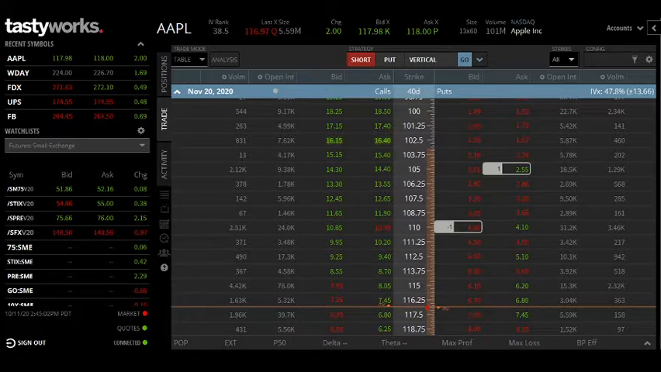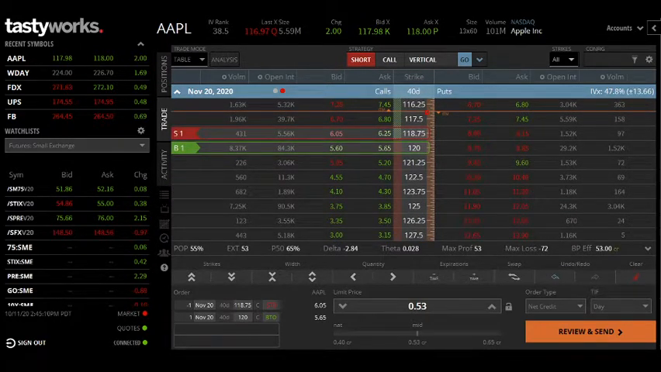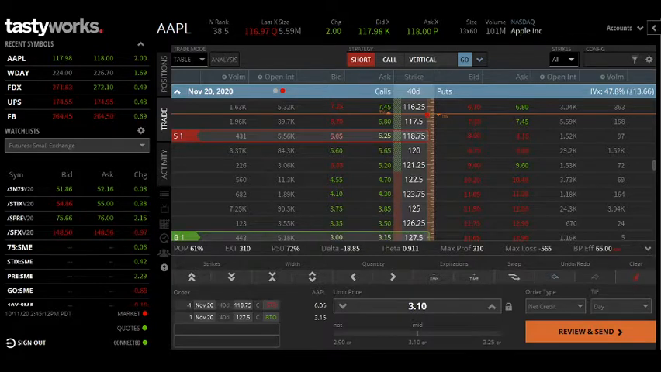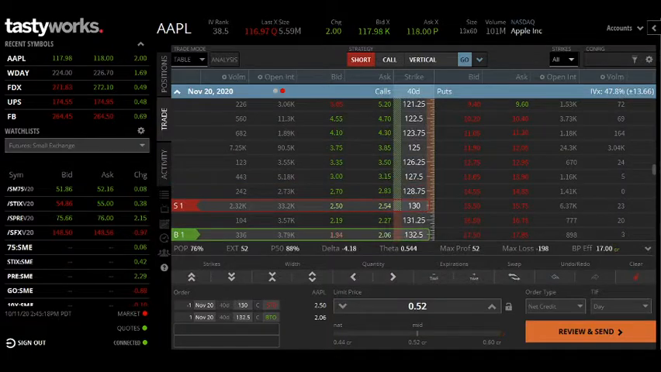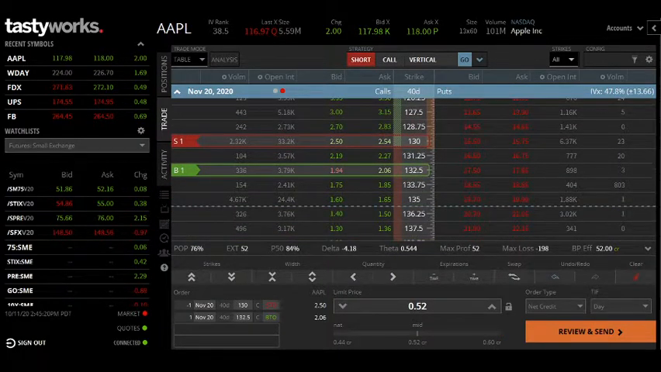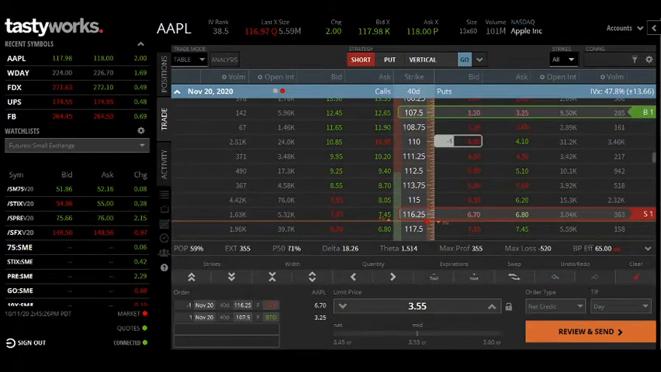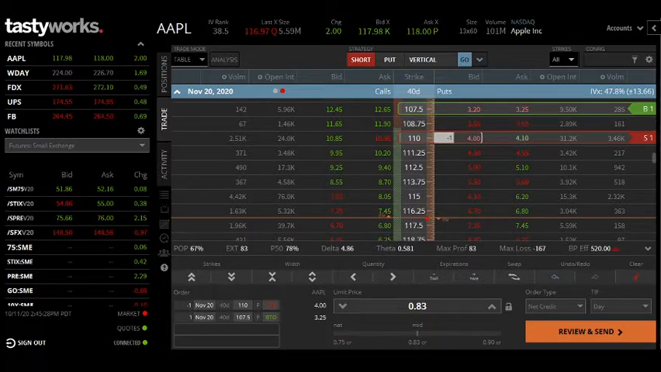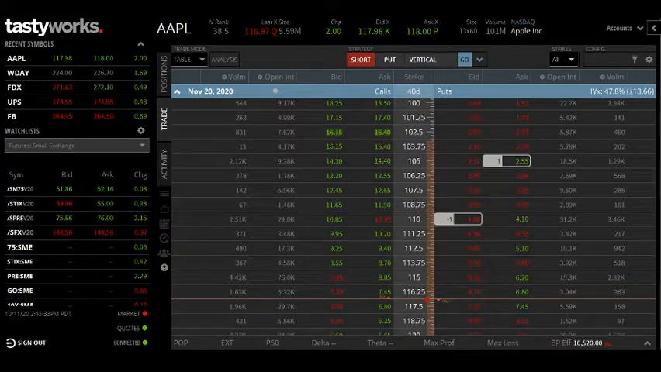If you're bearish, you would do a short call, bearish credit spread. I know it's kind of long to say, but it's a bearish call credit spread. And then if you are bullish, you're going to want a bullish put credit spread. And so you decide which way you think it's going to go, or where you think it's not going to go, essentially. And then you go from there.